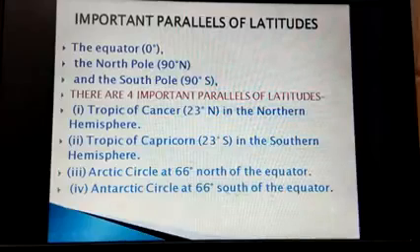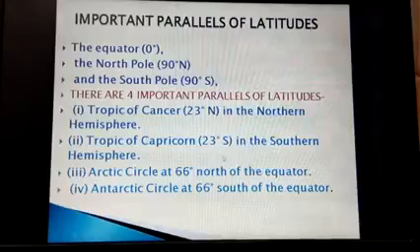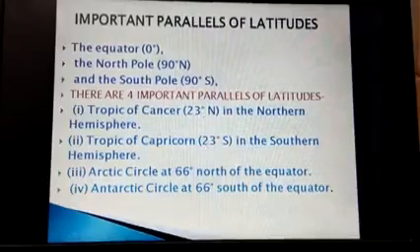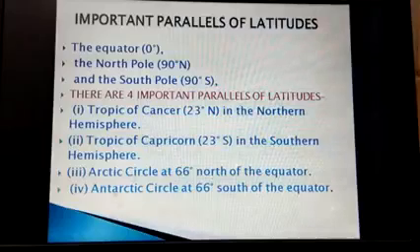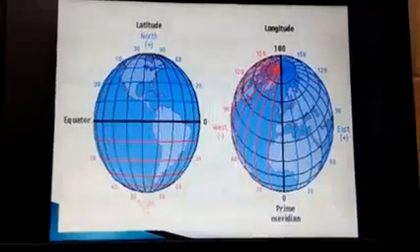I took this slide from the internet, so there may be printing mistakes. They haven't drawn the 0.5, but the exact figure is 23.5 south, 66.5 degrees for the Arctic Circle in the north, and the Antarctic Circle is 66.5 south of the equator.